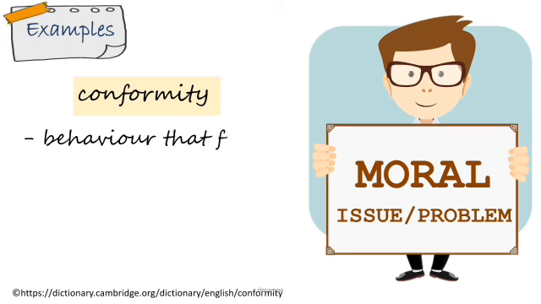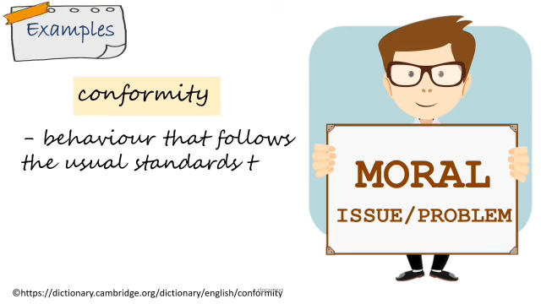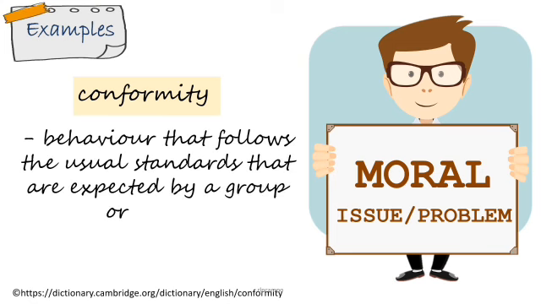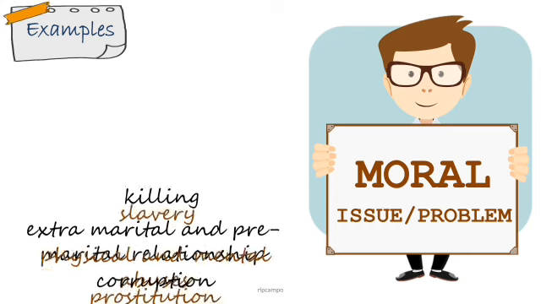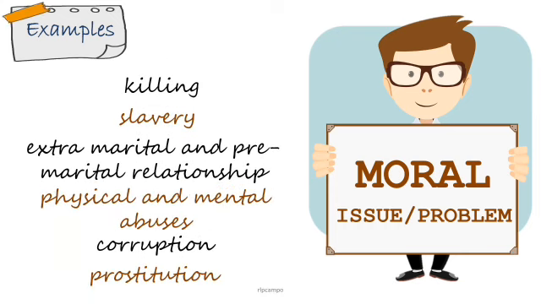The first example of moral issue is conformity. It is a behavior that follows the usual standards that are expected by a group or society. Or do we have the right or responsibility to coerce or force others to behave well? Other examples include killing, slavery, extramarital and premarital relationship, physical and mental abuses, corruption, prostitution, and many more.